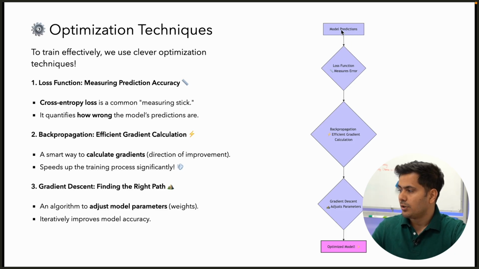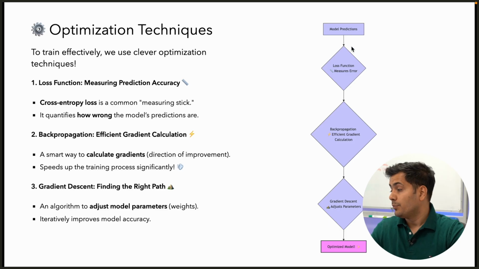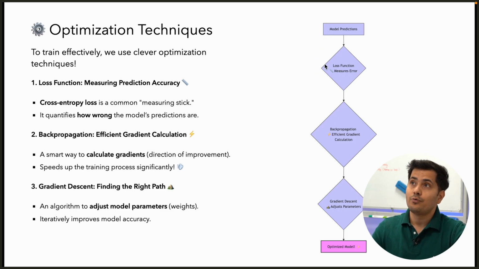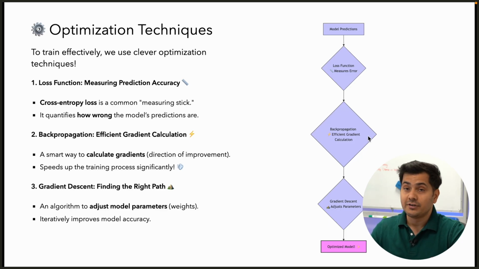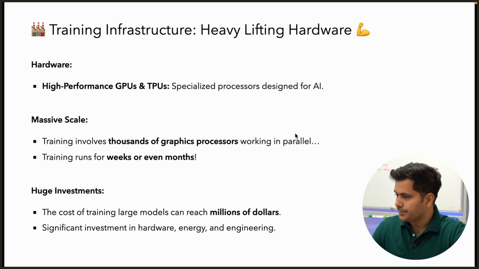So again, the model makes predictions: the sun rises in the west or east. We measure the loss, which is how far apart the prediction of the model is from the expected prediction. And then we use the backpropagation algorithm to efficiently calculate the gradients, and then we adjust the model parameters to make the model learn about that particular input.